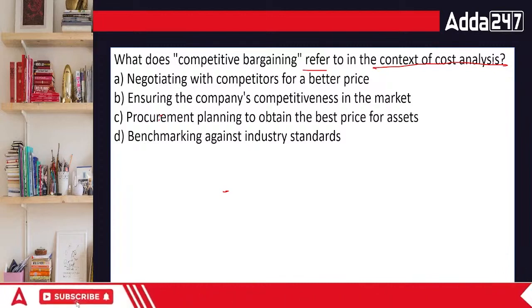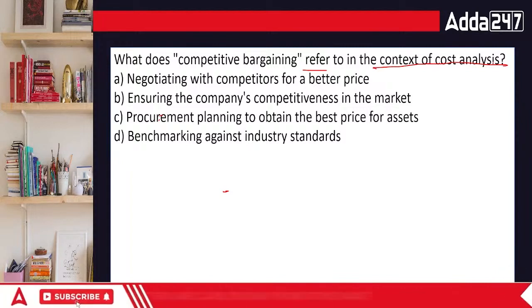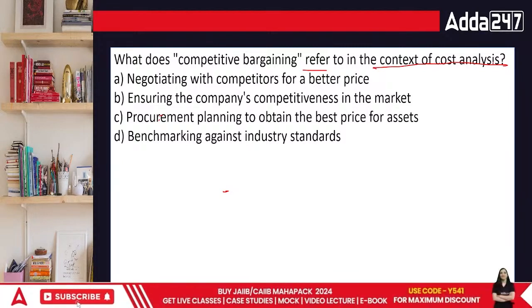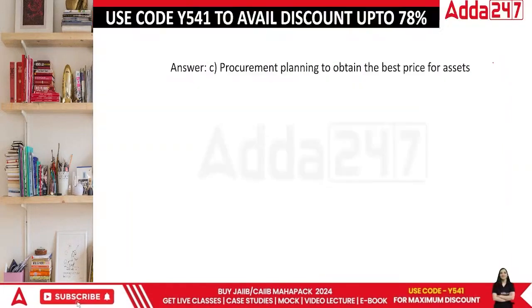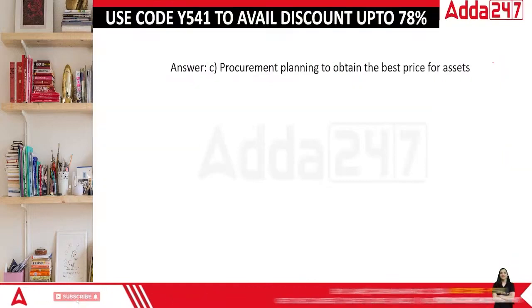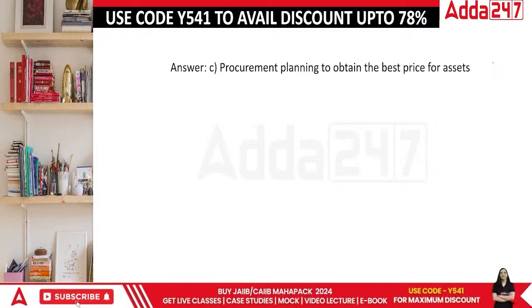We're not gonna do the competitors part, do we? Ensuring the company's competitiveness in the market. Procurement planning to obtain the best prices for assets or benchmarking against industry standards. Benchmarking is a different scenario altogether. The answer is procurement planning. This is actually negotiation based, but just because it is said competitive, it doesn't mean we are having a competition. We are just having a price which would be best for our organization.